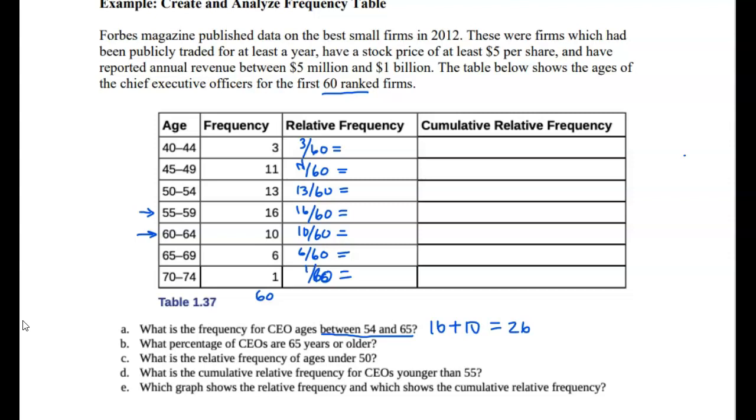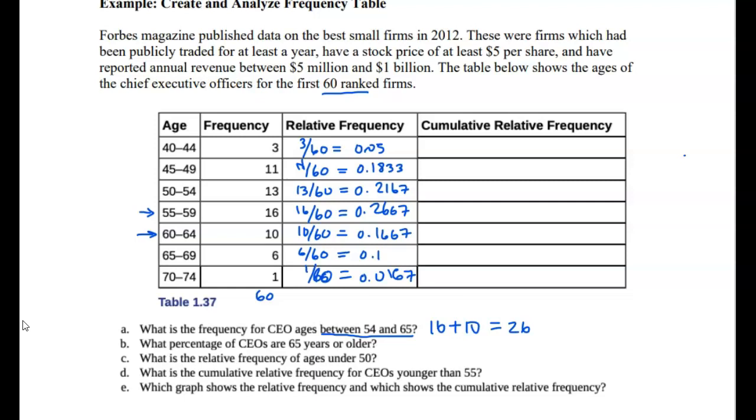So this is 0.05. 11 divided by 60 is 0.1833. 13 divided by 60 is 0.2167. 16 by 60 is 0.2667. 10 divided by 60, 0.1667, 6 divided by 60, 0.1, and 1 divided by 60, 0.0167. Okay, so those are the relative frequencies.